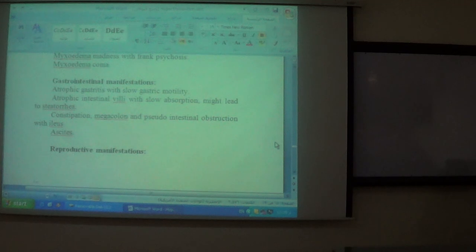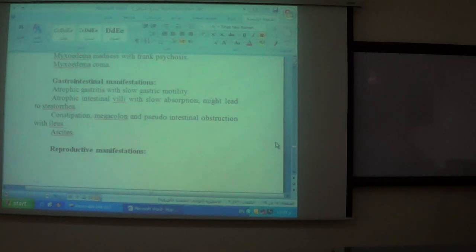The patient has constipation, obstinate constipation, up to megacolon and pseudo intestinal obstruction with ileus in some cases. Intestinal tone and intestinal movements are very poor. Patients have a distended abdomen and constipation, one of the common presentations of patients with hypothyroidism. Patient may develop ascites, like the pericardial effusion. We don't see this manifestation commonly, but it's reported in our textbooks. Patients with hypothyroidism may have ascites.